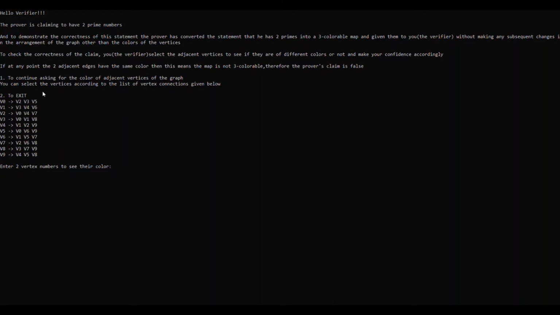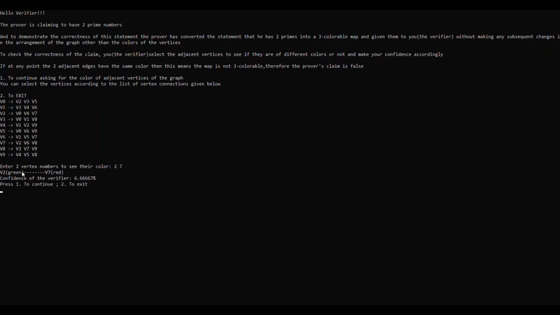So this is the graph corresponding to the two prime numbers the prover has taken, and here the program is asking the verifier to enter two vertex numbers to see their color. And this graph is actually showing the connections between the adjacent vertices. For example, V0 is connected to V2, V3 and V5 and so on. So if we enter 2, 7, which are adjacent vertices, it will show us the color of these two vertices, which is green and red.